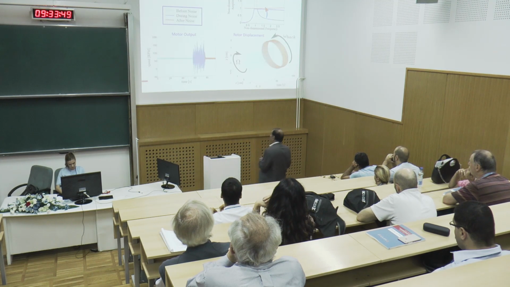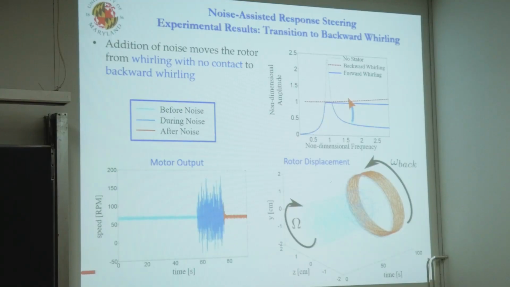So these are experiments where this is my torque input. This is a servo motor on the top. Then you add noise to it. The noise is switched off. What happens in this case is I have a forward whirling motion, and I'm able to use noise to kick it to a backward whirling motion. So I've basically gone from this response branch to the upper response branch.